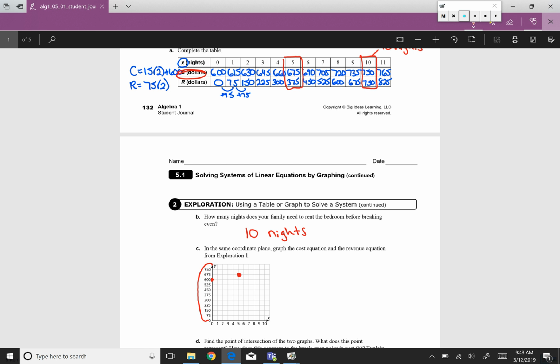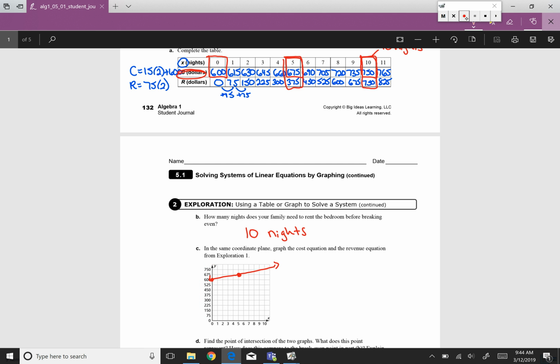And then 750, when x is 10, we have a total of 750. So this is my cost equation graphed. And again, I just pulled the values that are highlighted in red up on the table. Those are the 3 points I chose just based on that scale on the y-axis. That's the reason I chose those.